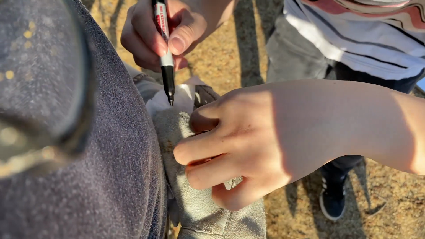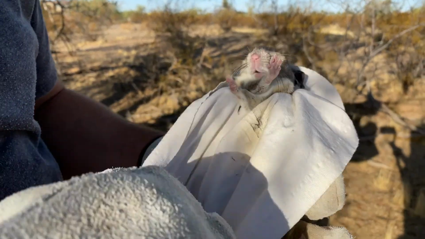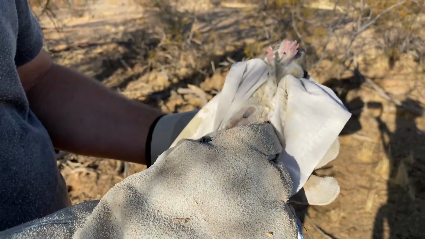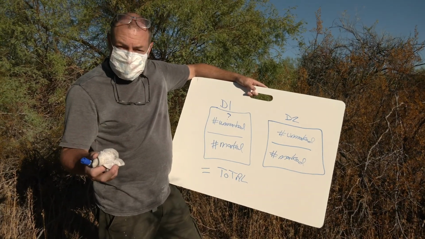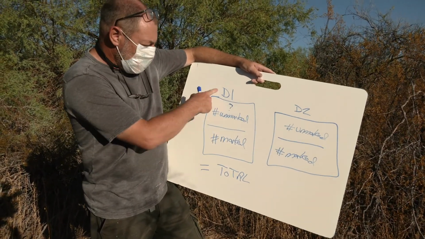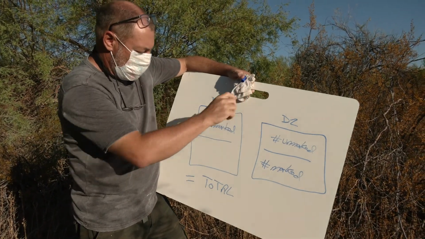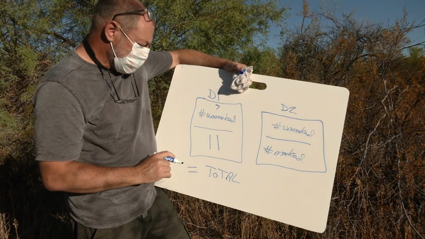Yep. And do the outside while we're at it. All right, so that's a male. Yep, there he is. All right, so we just checked all the traps. All 20 traps, so we can fill in this number here, the number of marked animals on day 1, and that number is 11. We call 11 Neotoma.